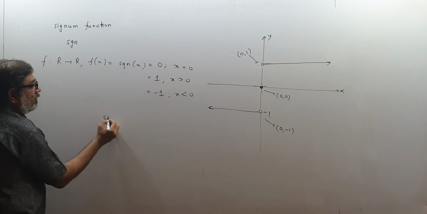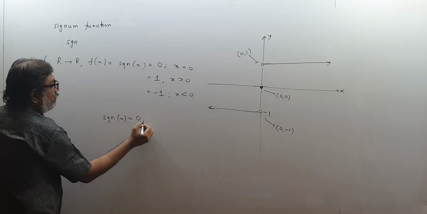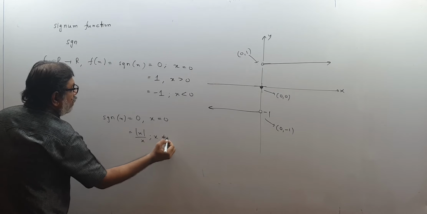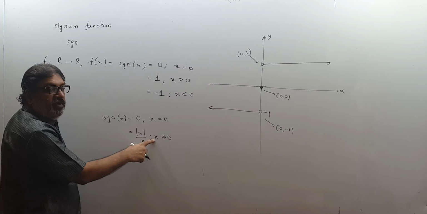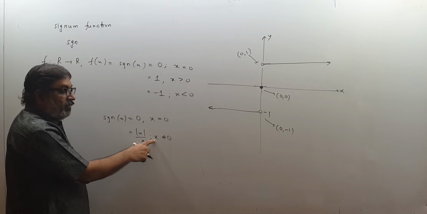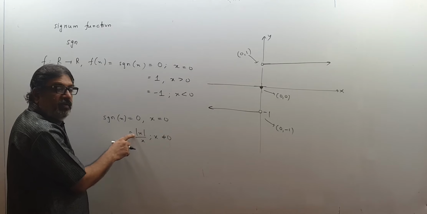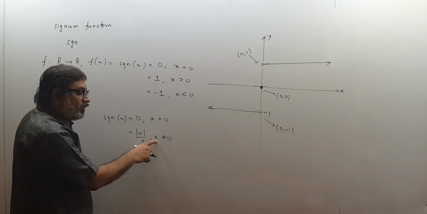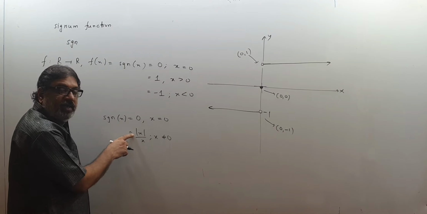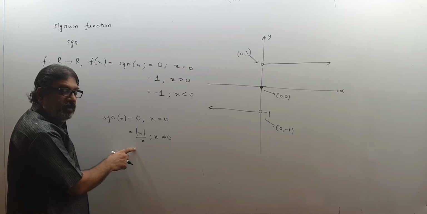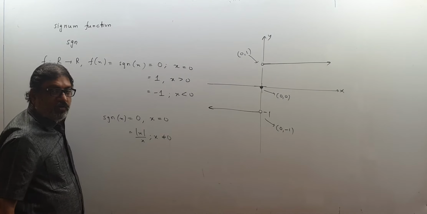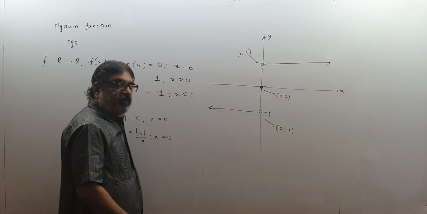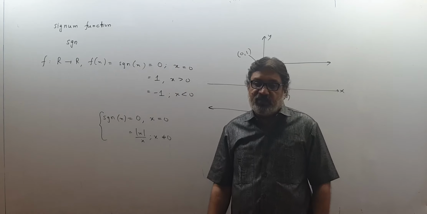Children, we sometimes write the signum function like this also. Signum function is 0 when x is 0, and it is mod x upon x when x is not 0. x is not 0 means x can be positive or negative. When x is positive, mod x will be x, so x upon x is 1. So signum x is 1 when x is positive. When x is negative, mod x will be minus x, so minus x upon x is minus 1. So signum x will be minus 1 when x is less than 0. So this is also another way to define the signum function. Signum function is 0 when x is 0, and it is mod x upon x when x is not 0.